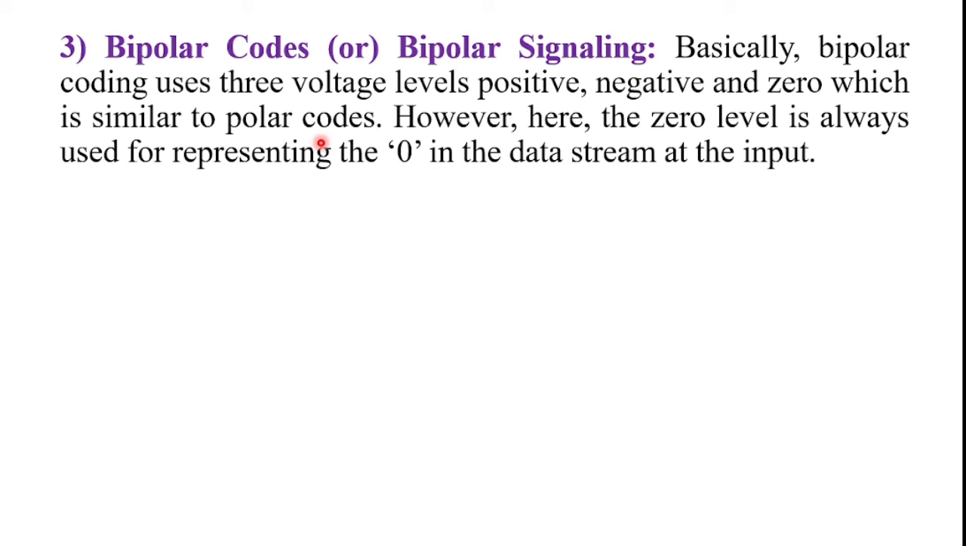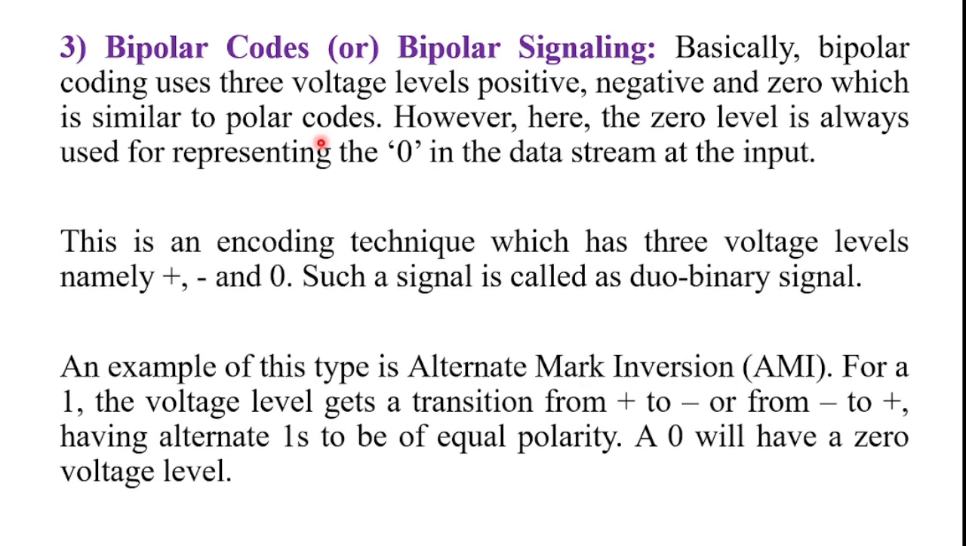Bipolar is an encoding technique. Bipolar signaling is an encoding technique which has three voltage levels, namely positive, negative and zero. Such a type of signal is called a duo-binary signal.